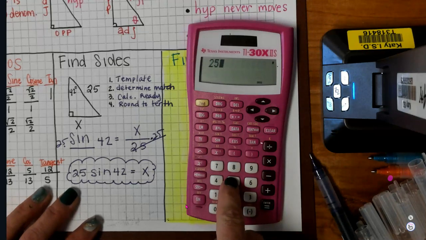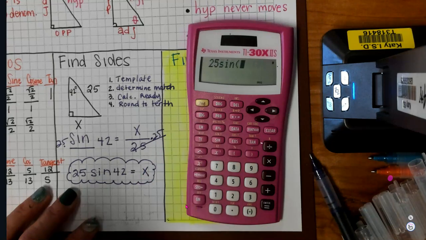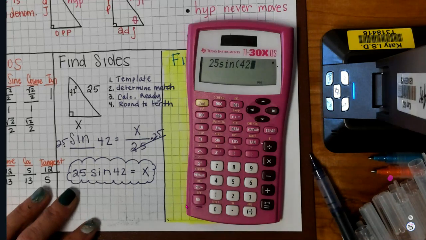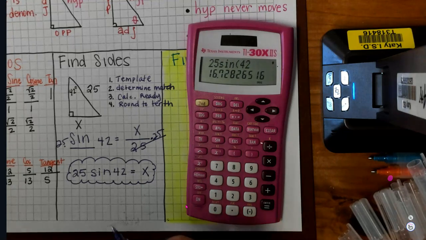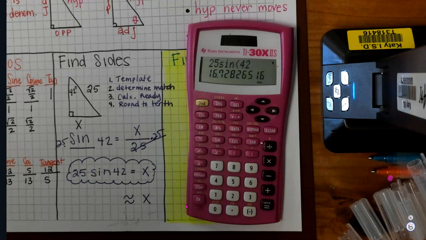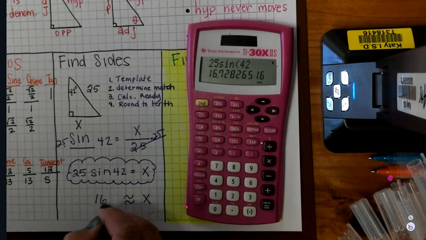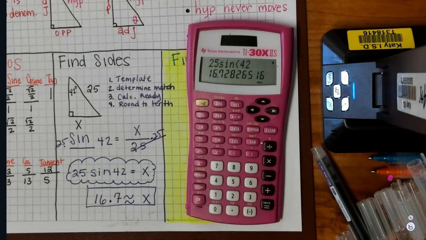You're going to type 25 and then type the sine button. Just press it once. 2 spots above the 7. Go ahead and type 42. And you do not have to close the parentheses yet. Just go ahead and hit enter. And there it is. That's how long that leg is. But remember, we're measuring and we're rounding. So don't forget to use your approximate symbol, and that is going to be 16.7. That's the leg. Any questions on how to find the leg?